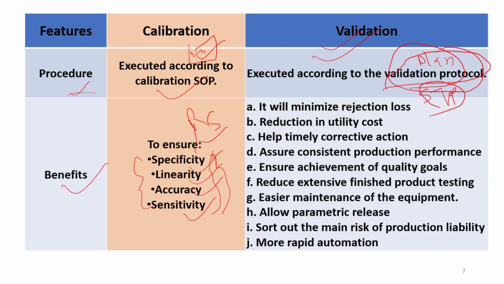So what are the benefits? It will minimize loss, reduce utility cost, and help timely corrective action. If we are doing validation, at that moment only we will get to know whether it is right or wrong, right? Assure consistent production performance, ensure consistency of achievement of quality goals, reduce extensive finished product testing, right? We will reduce the costing and testing, ensure maintenance of the equipment, allow parametric release, sort out the main risk of production liability, and enable more rapid automation, right? These are some of the benefits of validation.